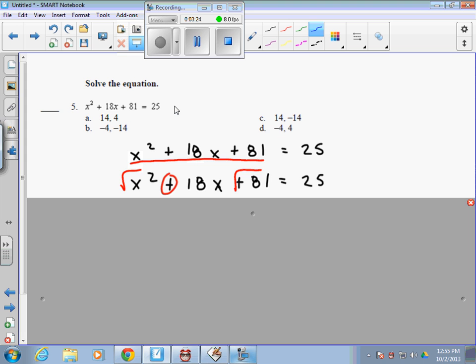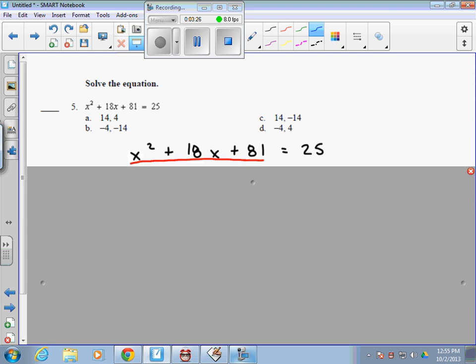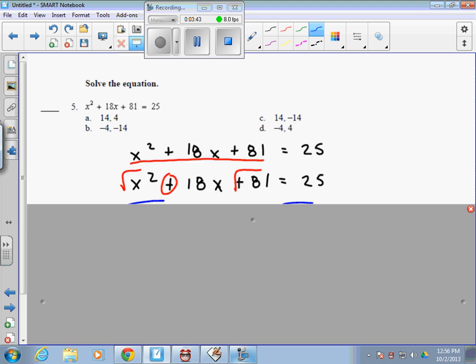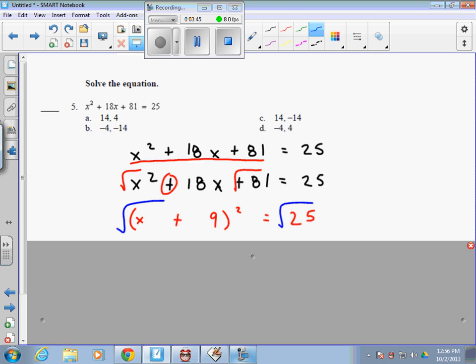x squared plus 18x plus 81 equals 25. Notice that x squared plus 18x plus 81 is already a perfect square trinomial. We know it's a perfect square trinomial because the first term, you can take the square root of it, and the last term, 81, you can take the square root of it. So when we take the square root of x squared, we get the term x. When we take the square root of the term 81, we get 9.